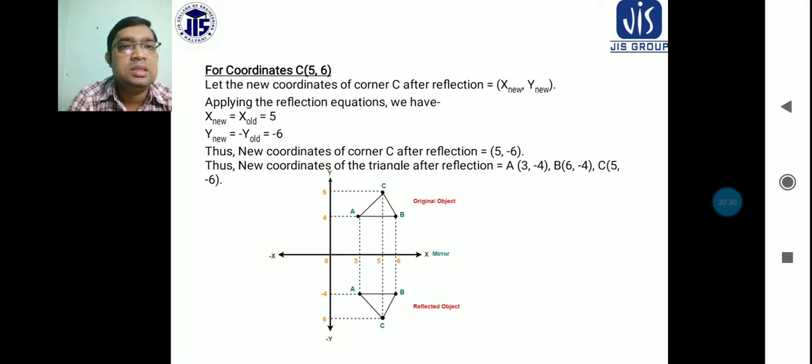And you can see the coordinates of the corners after reflection: the vertical component, y, changes sign and x stays the same. The original object is here above, with points A, B, C, and after reflection it goes in the completely opposite direction. You can see A from the horizontal plane going above, and the reflection is counted in the downward direction.